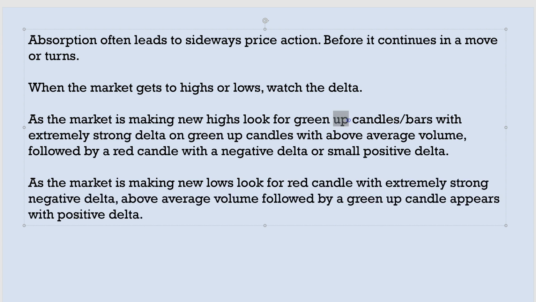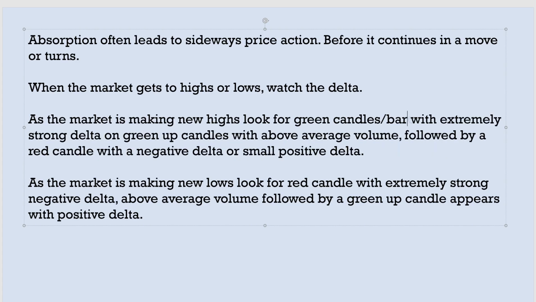Again, most people nowadays use candles, but some of the old timers never really made that switch to candlesticks. They still look at the normal bar charts. But I like candles because I'm a visual person and it's very visual. So as the market's making new lows, look for a red candle with extremely strong negative delta above average volume, followed by a green up candle appearing with positive delta.